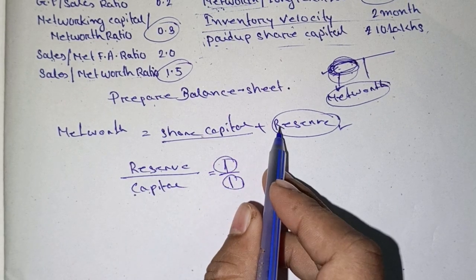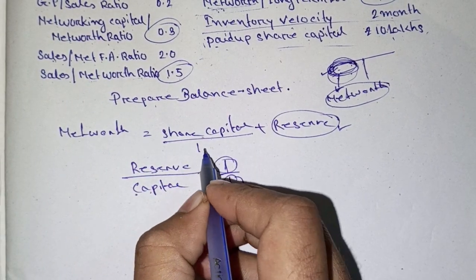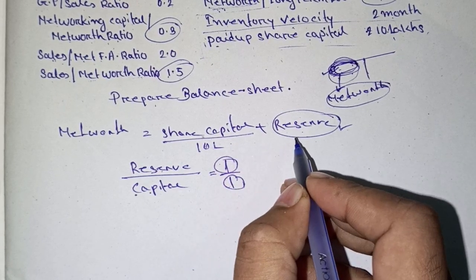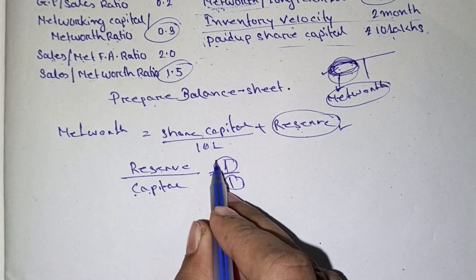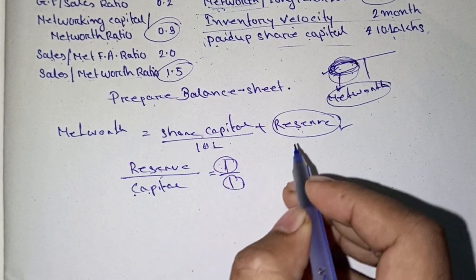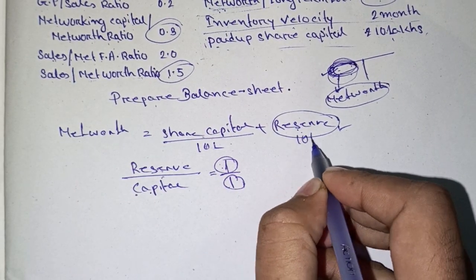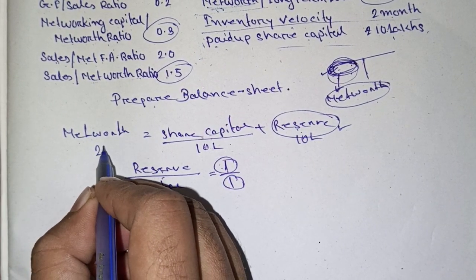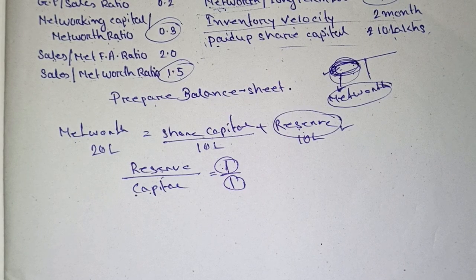So capital is given 10 lakhs. So what will be the reserve? Reserve is equal to share capital, because this is also 1 and that is also 1. So it will be 10 lakhs. So our net worth will be 20 lakhs. Okay, understood?